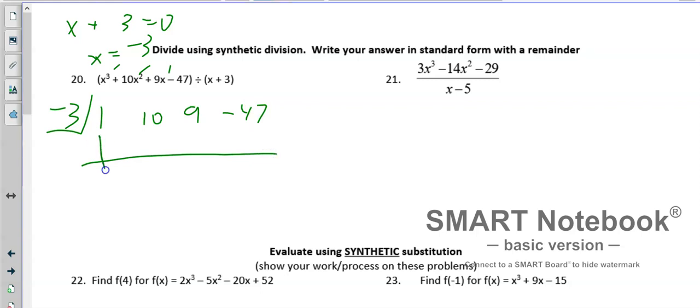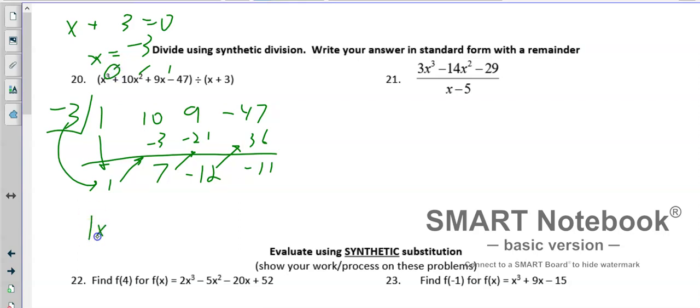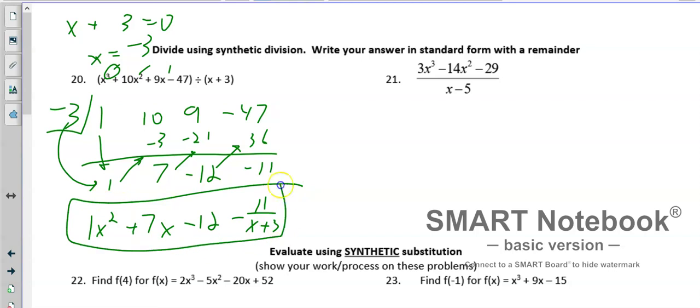Now it's simple. You drop down the 1 and take this and multiply, and get negative 3. You add straight down and you multiply and get negative 21. You add straight down and get negative 12. You multiply by negative 3 and get 36. Add straight down and you get negative 11. We're done. We started with x cubed, so the 1 becomes the coefficient of x squared. The 7 is the coefficient of x. The negative 12 is my constant. And then we just put the 11 over my original divisor of x plus 3. That's it.